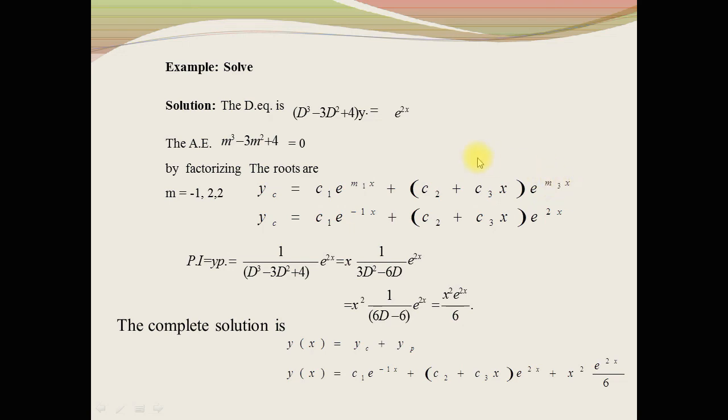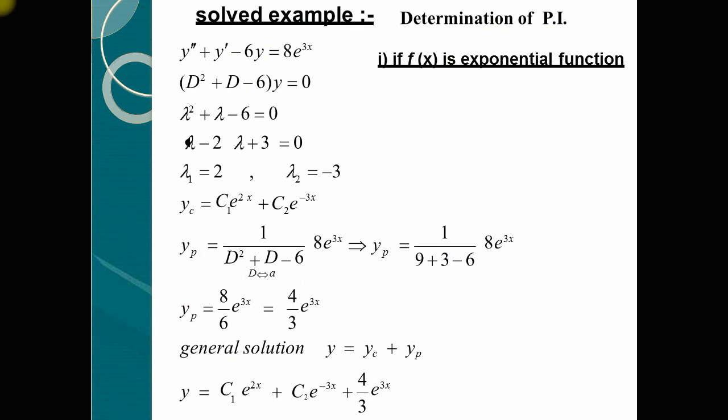And if the roots are complex, suppose we have a complex root m equal to alpha plus minus i beta, then the complementary solution will be e^(alpha x) into c1 cos beta x plus c2 sin beta x. And when the roots are complex and repeated, suppose m1 is alpha1 plus minus i beta1, and another complex root m2 is alpha2 plus minus i beta2, then the complementary solution will be e^(alpha x) into (c1 plus c2 x) cos beta x plus (c3 plus c4 x) sin beta x.